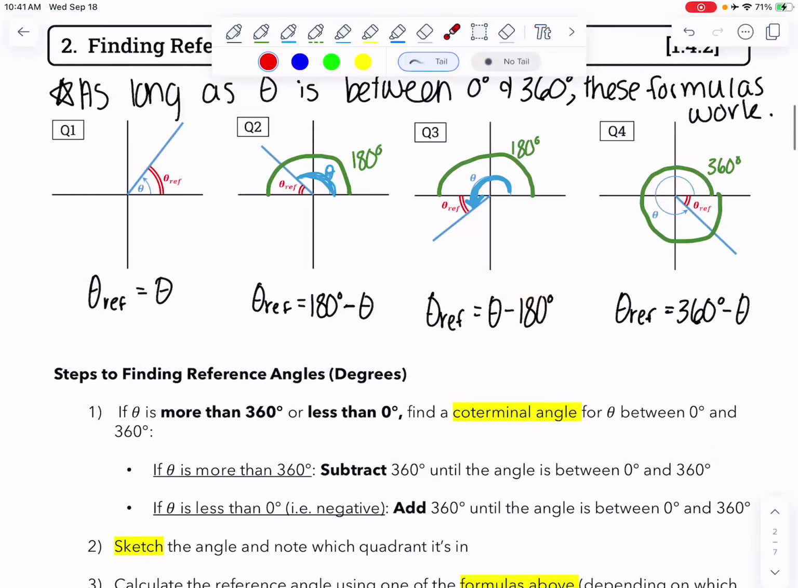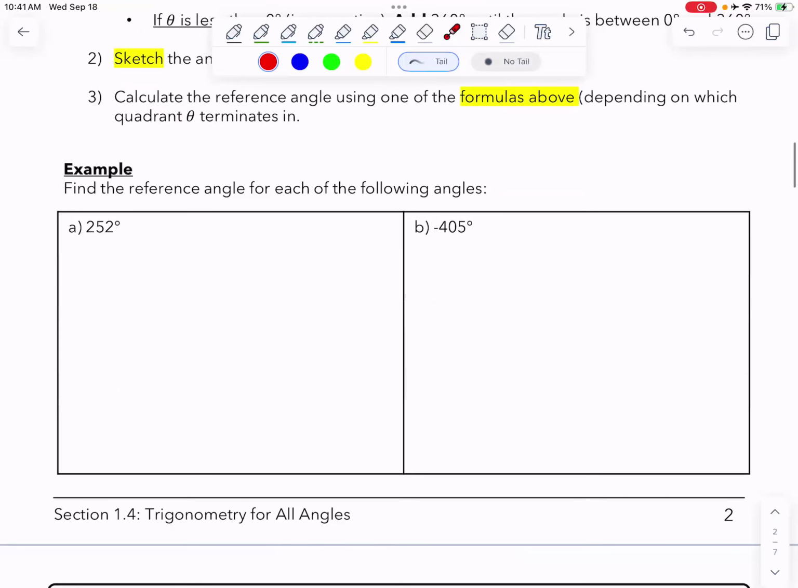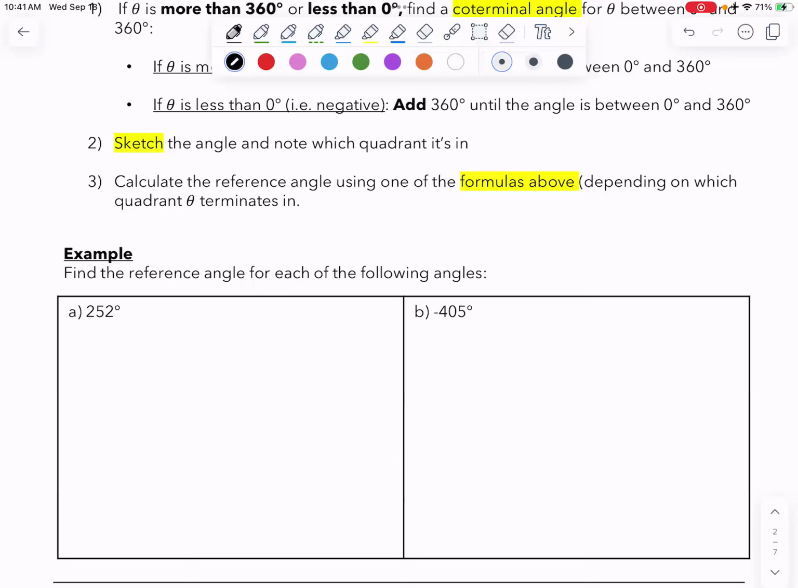Like I said, I don't memorize formulas. I just make a sketch each time, and I use that to figure out where my reference angle is. All right. So for this first one here, this 252 degrees, where we're trying to find the reference angle, this is already between 0 and 360, so we don't need to find a coterminal angle.